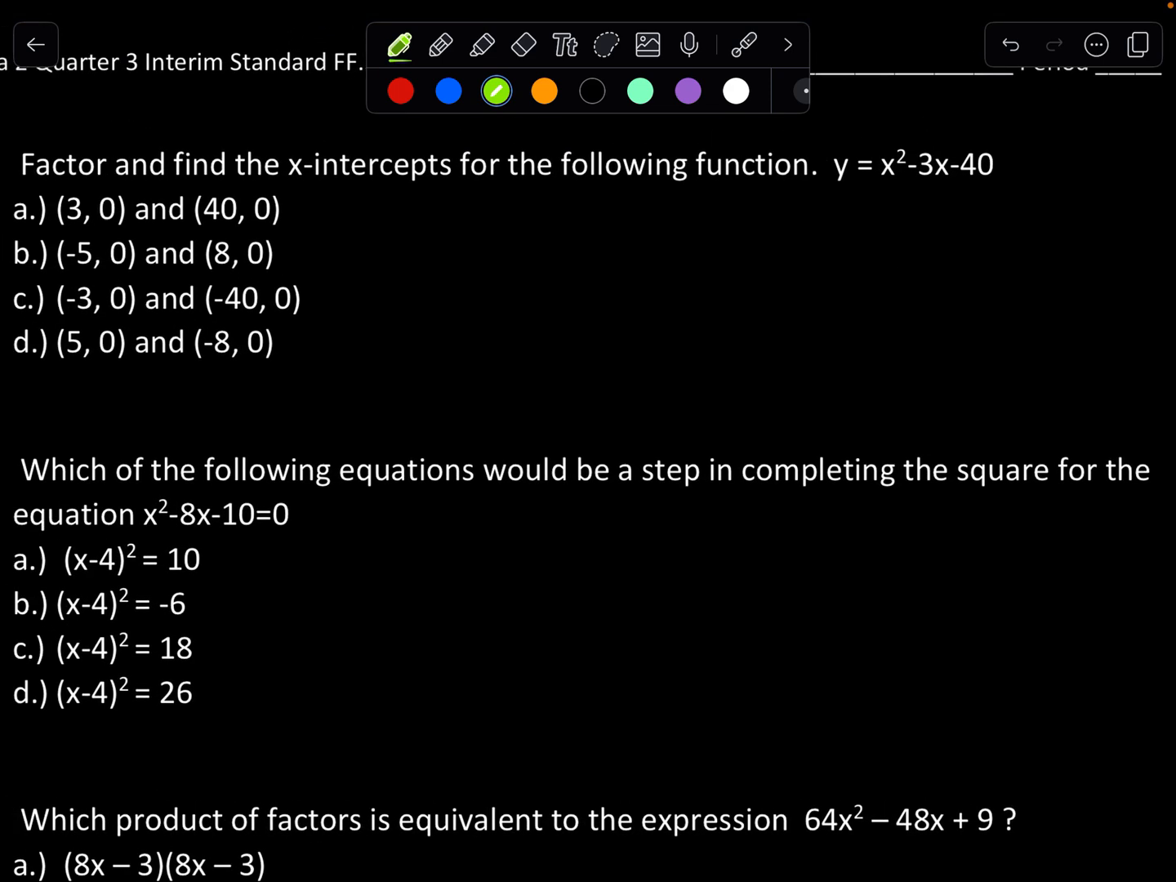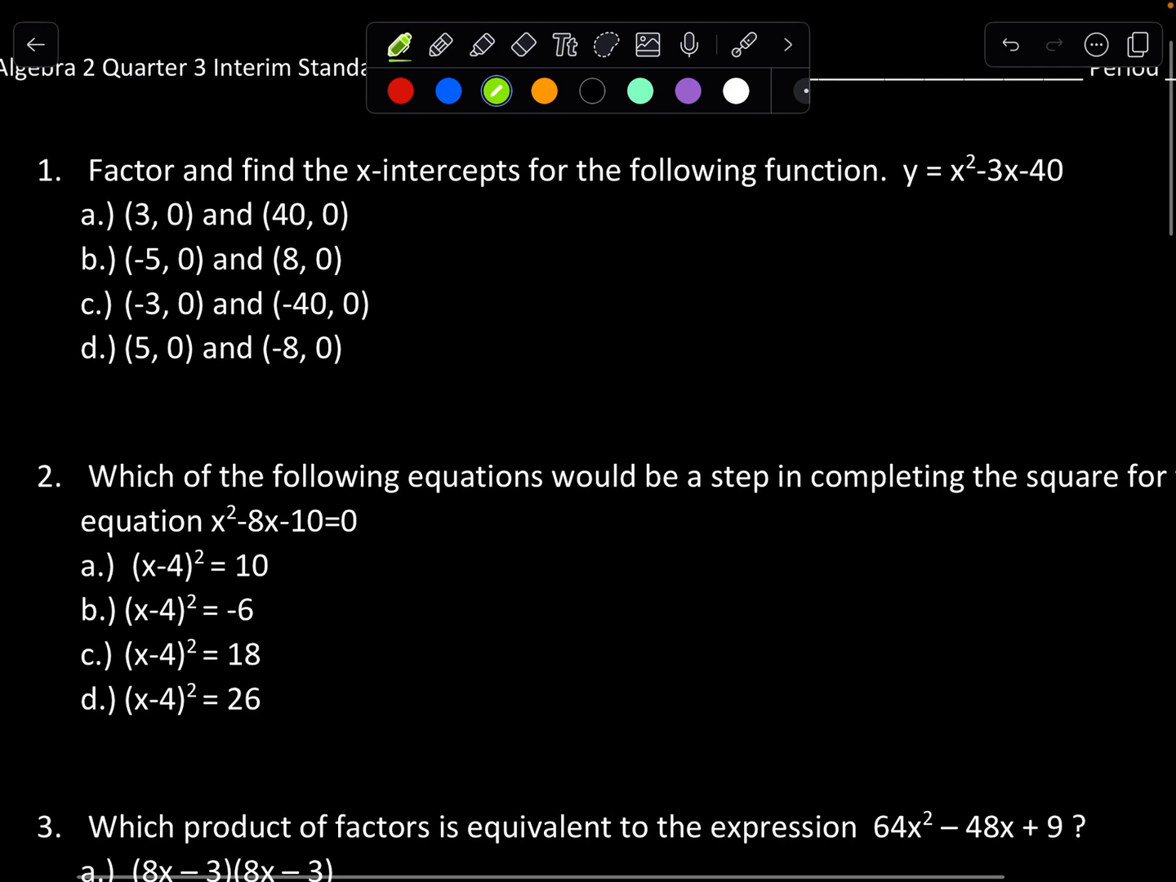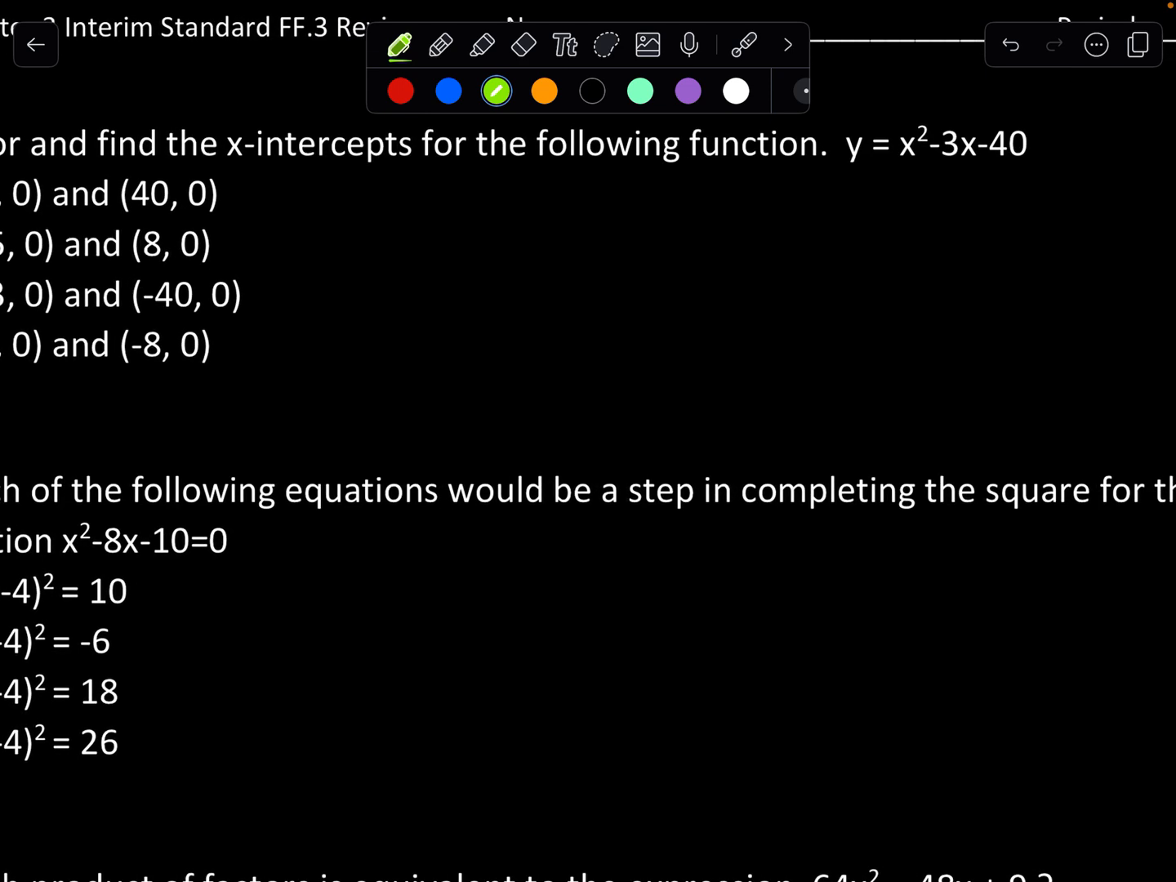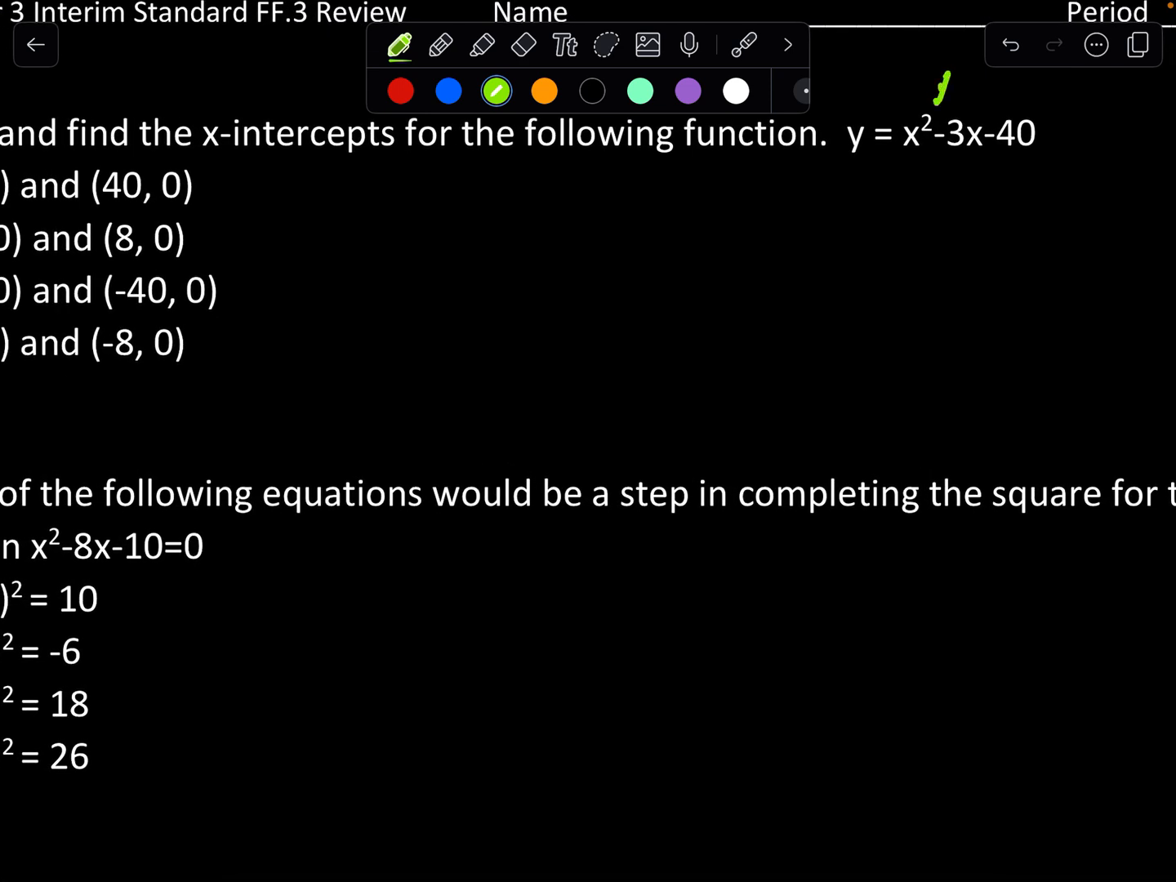Let's take a look at some questions here. Question number 1, factor and find the x-intercepts for the following function. Okay, so we have here a quadratic. It's a quadratic because we've got a square there. It's the highest degree. And we need to factor and find the x-intercepts.